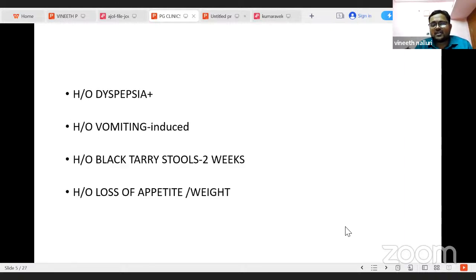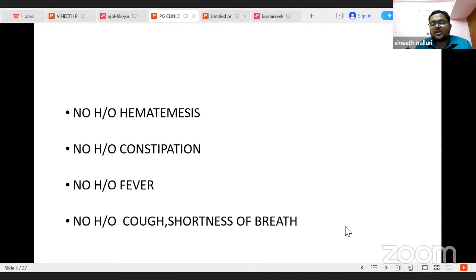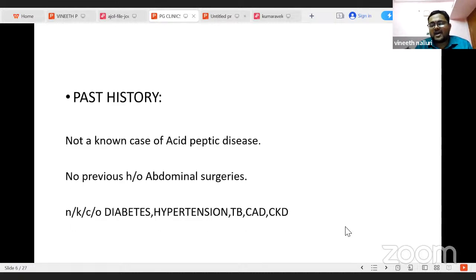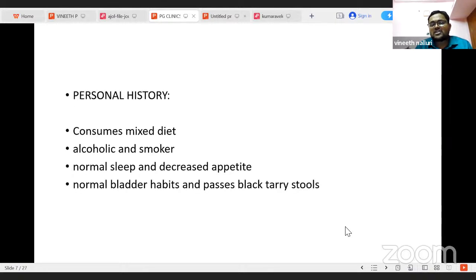History of dyspepsia was there, history of vomiting, which is induced, history of black tarry stools for 2 weeks, history of loss of appetite and loss of weight. There is no history of hematemesis, no history of constipation, no history of fever, no history of cough or shortness of breath. In the past history, the patient is not a known case of any acid peptic disease, no previous history of abdominal surgeries, not a known case of diabetes, hypertension, tuberculosis, CAD, CKD. In personal history, patient consumes mixed diet, is an alcoholic and smoker, normal sleep and decreased appetite, normal bladder habits and passes black tarry stools.